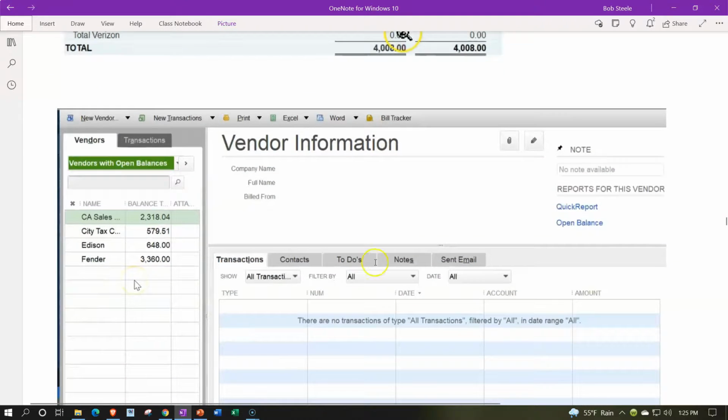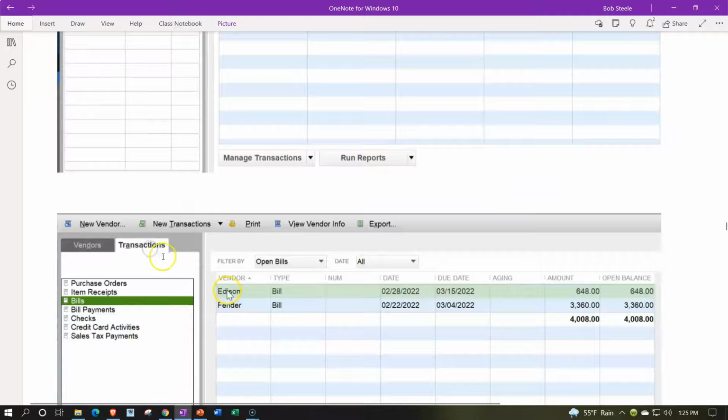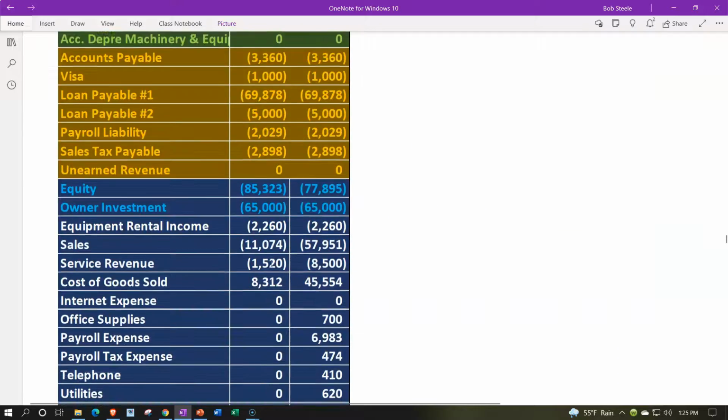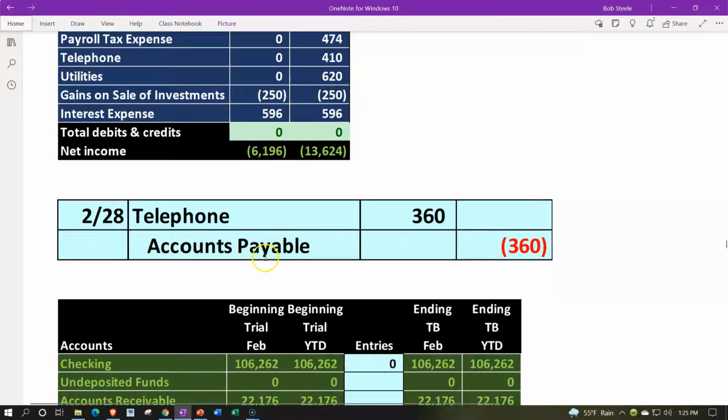If I go to the vendor center, we can see the detail in here as well. And we can possibly hit the drop down and sort this by the open vendors. These would give us the vendors that still have balances within them. We can go into the transactions and we might sort the bills, for example, by the open bills. And you can see we have a smaller list of open bills given the fact that we paid off a couple. Let's take a look at the transactions with a journal entry.